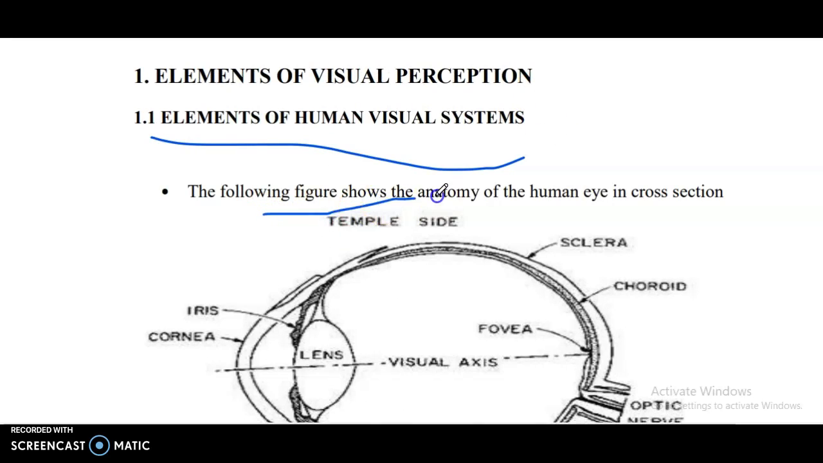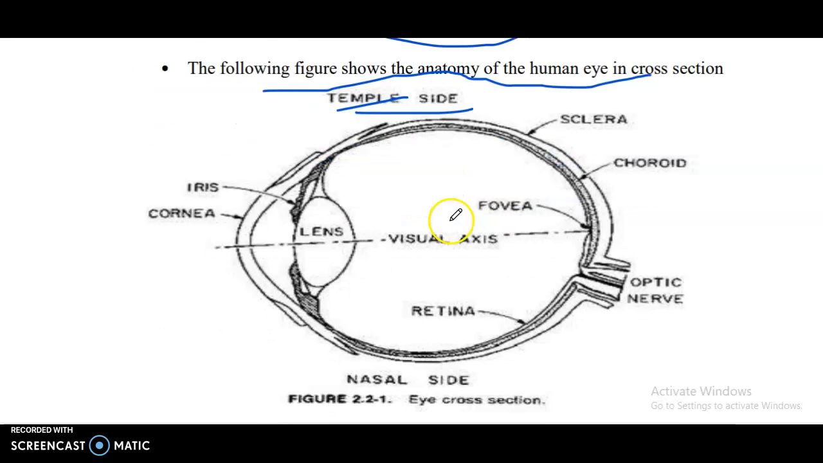The following figure shows the anatomy of the human eye in cross section. Here, this is the temple side. This is the nasal side. Eye cross section.